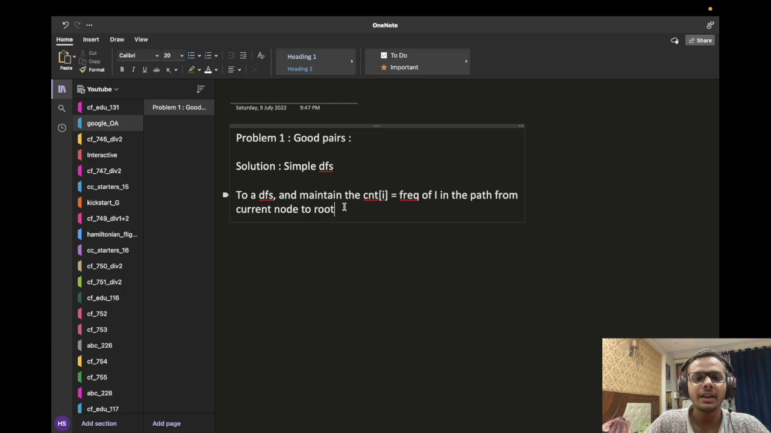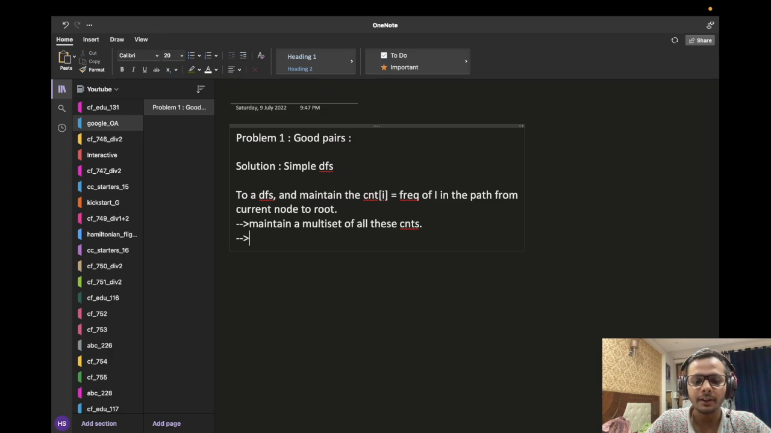This is the basic definition of DFS. In the DFS stack, you currently have all the nodes from the root to the current node, and instead of just maintaining all those nodes, you can maintain a count array which contains the frequency of i in the path from root to node, and also maintain a multiset. So you will maintain a multiset of all these counts, right?